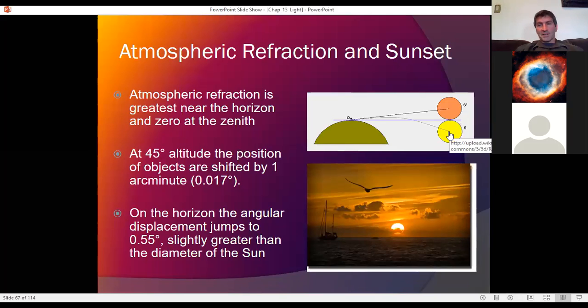So when the sun has actually set, we can still see it slightly above the horizon. We get that sort of squashed look because of the different refraction going on here.